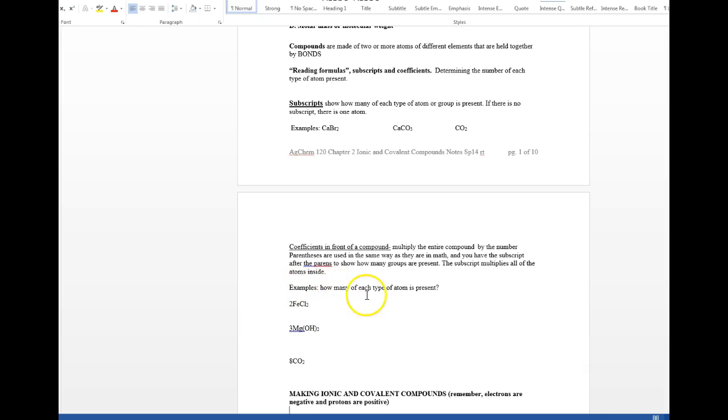So the example wants to know how many of each type of atom is present. I've got 2 times the whole FeCl2 molecule. So I've got 1 iron, so 2 times 1 means I have 2 irons. I have 1 chlorine... I have 2 chlorines, so 2 times 2 means I have 4 chlorines. 2 irons and 4 chlorines in this one. Let's see if I can write on here.